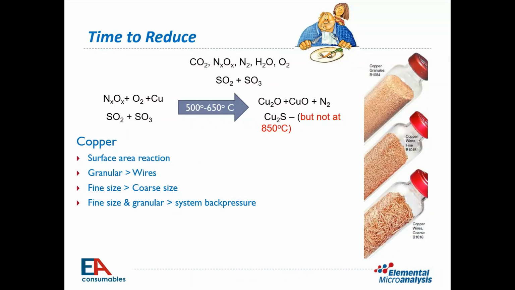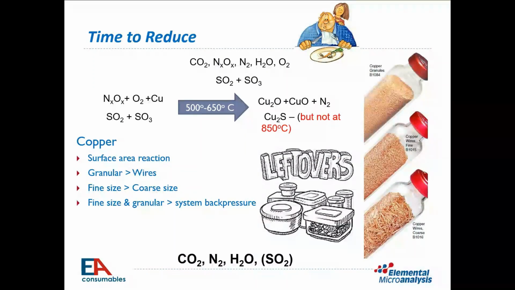Now, the copper that's used in this reaction, it's a surface area reaction, so there are different forms that are available. There are granular ones, wire ones, fine granulars, coarse wires, etc. And so fine and coarse will all have different properties with back pressure, etc. And your manufacturer of the analyzer will probably recommend one form versus the other.